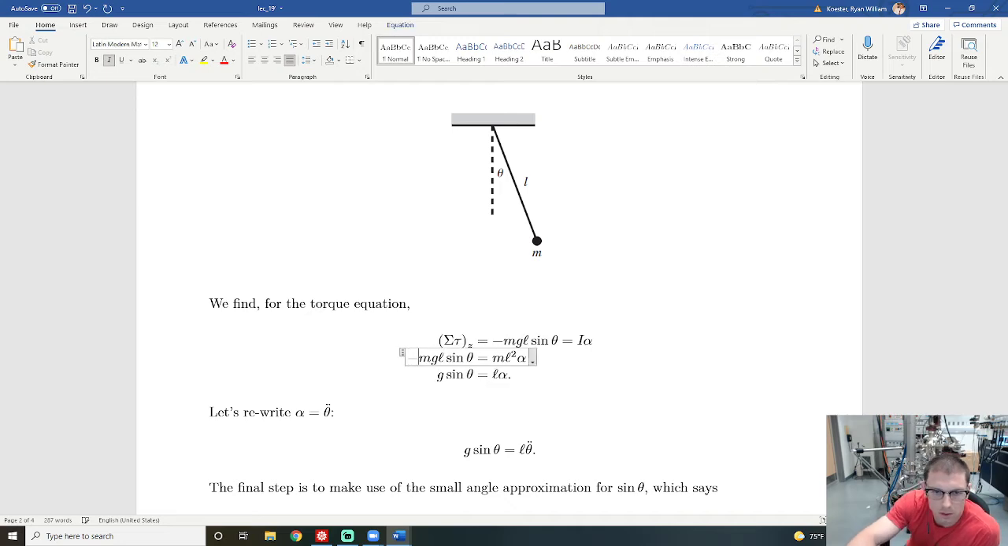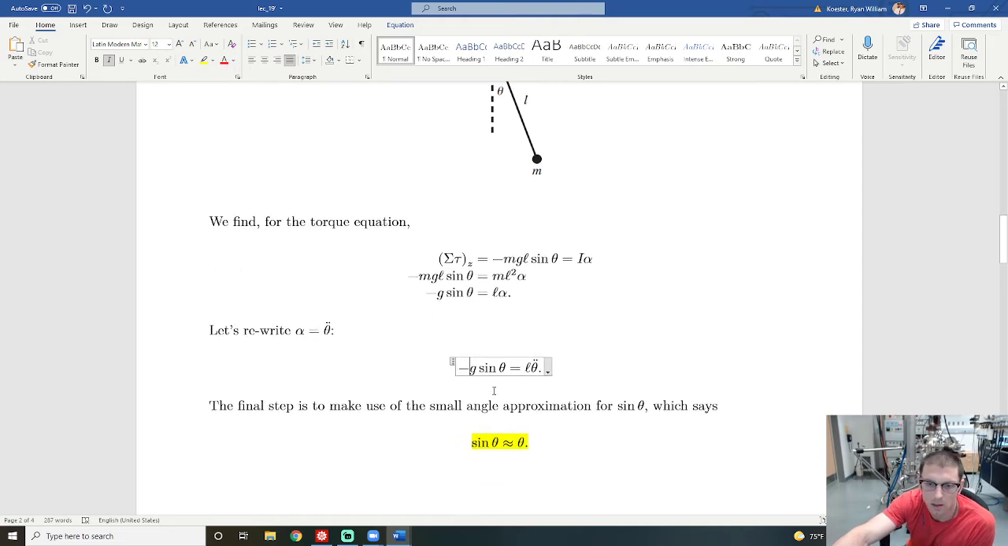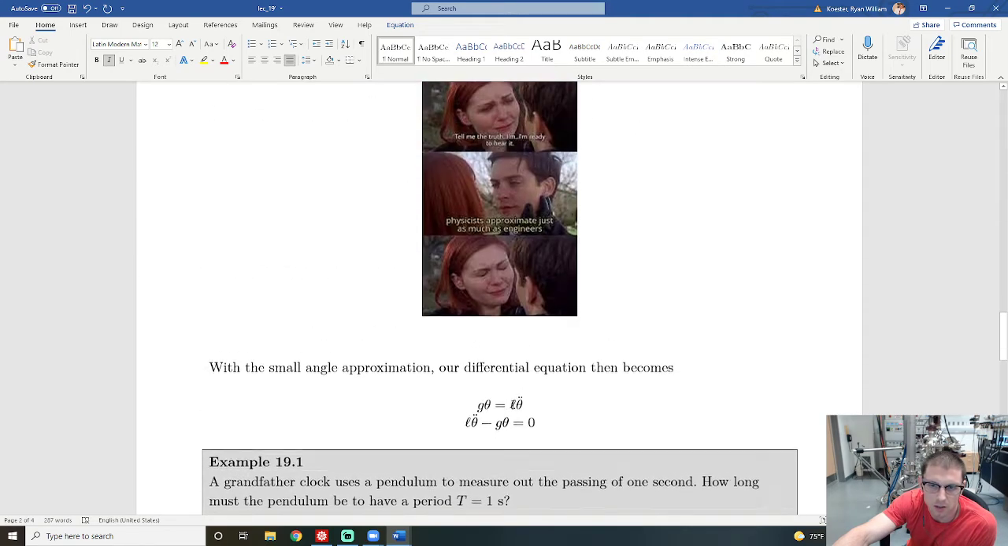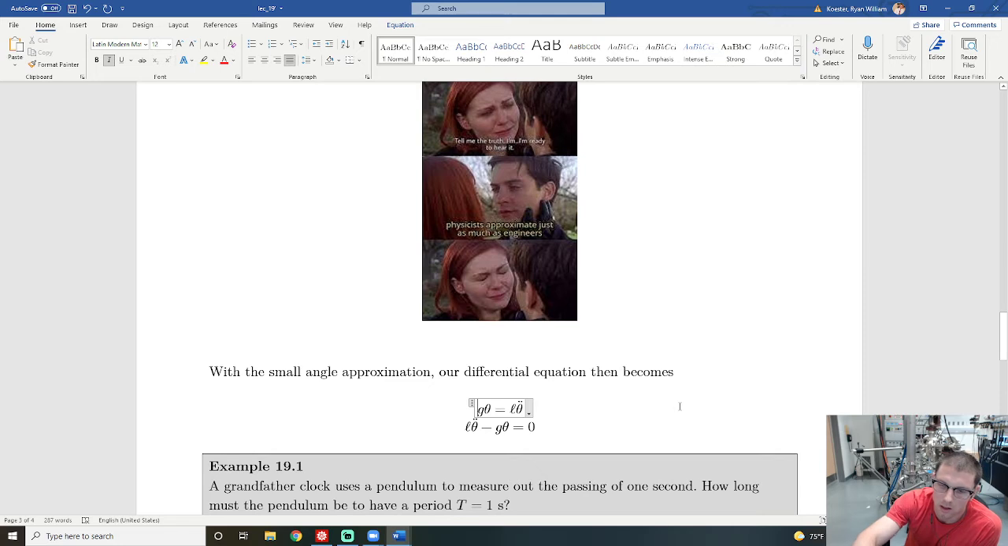So I'm going to go through and fix all this. Apologies about that. But we end up just getting the same thing as before, except now one side is still negative, right? Sine of theta being approximately equal to theta, that's still valid. But we end up finding that our differential equation becomes this.